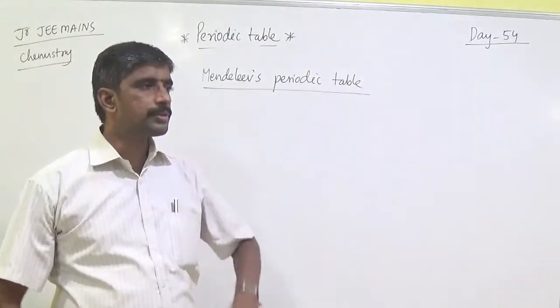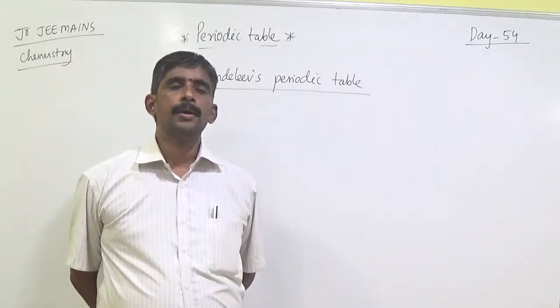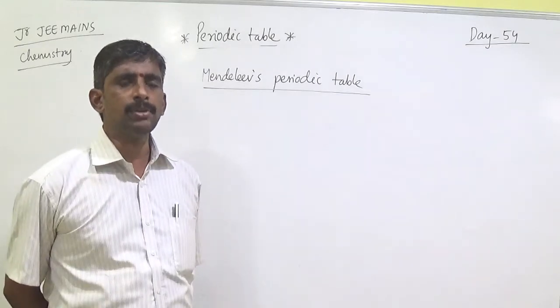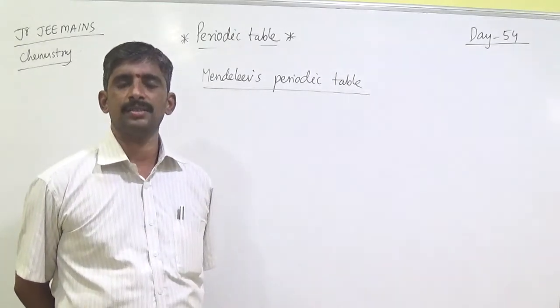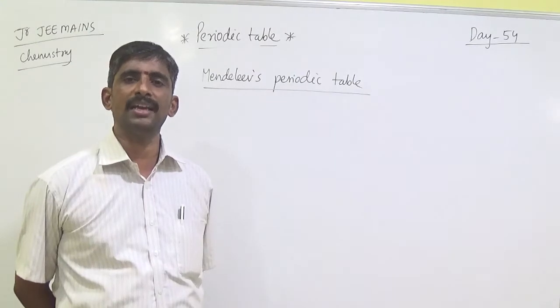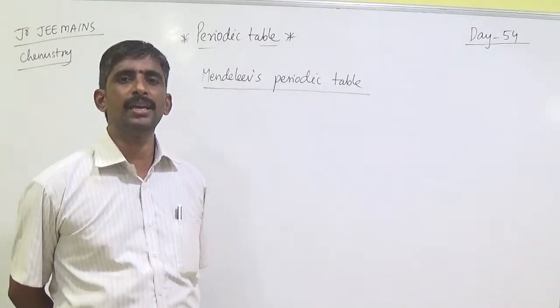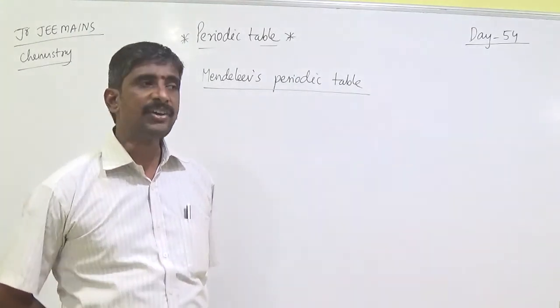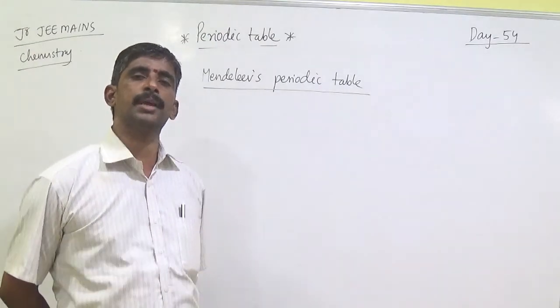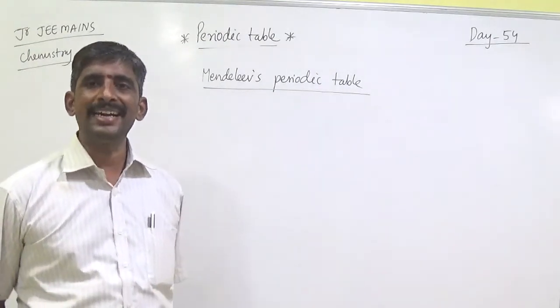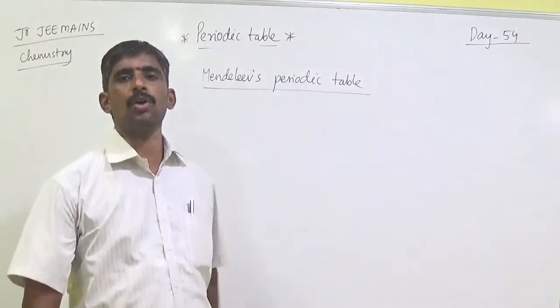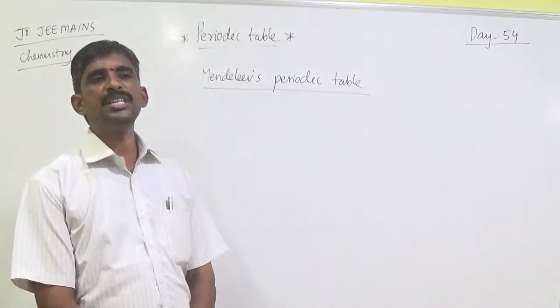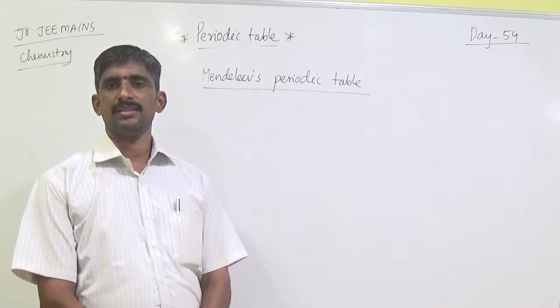Another point is that in the Mendeleev periodic table, elements with similar properties are grouped together. Example: iron, cobalt, nickel, and also potassium, rubidium, cesium. Mendeleev corrected the atomic weights of some elements: beryllium, indium, osmium, by using this formula: atomic weight equals equivalent weight into valency.